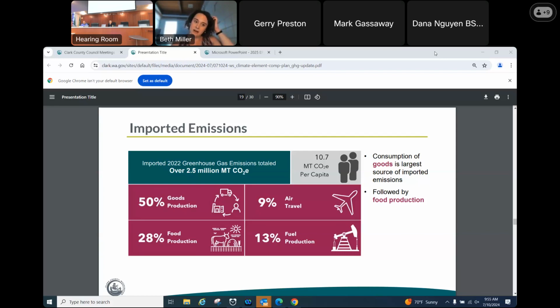So this is a very large source for the community, and we see that especially in communities like this one where their electricity is relatively low carbon. Their imported goods tend to be a bigger share of their emissions. Next.